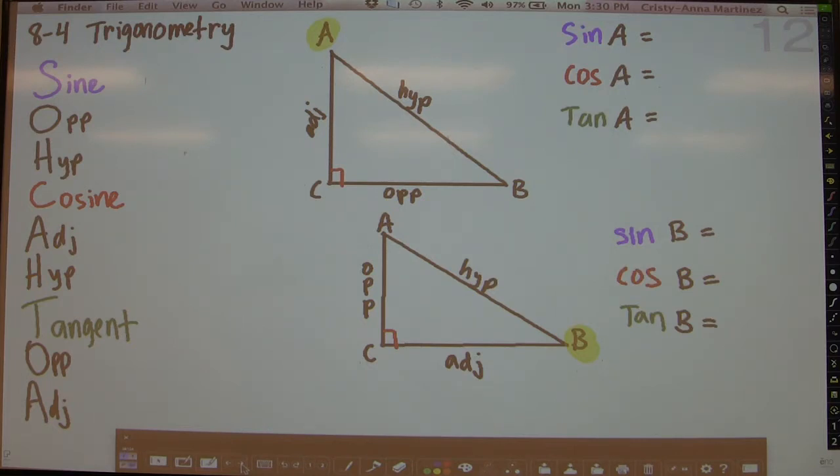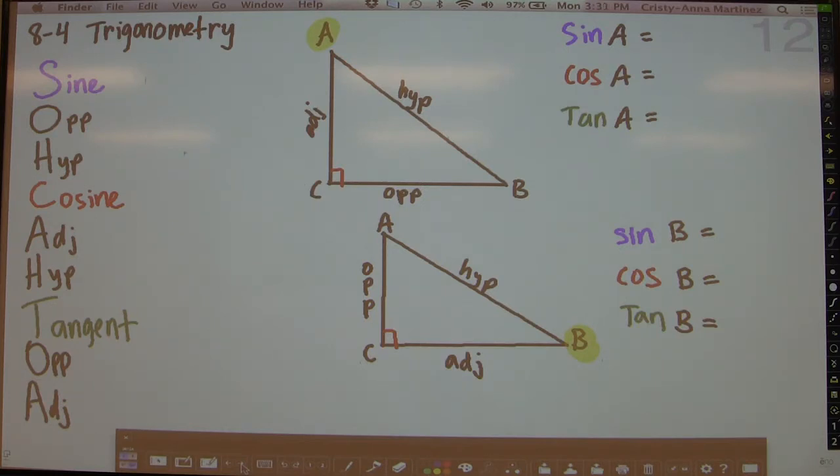And so today we're going to be talking about trigonometric ratios. A trigonometric ratio is the ratio of the lengths of two sides of a right triangle. All right, and we're going to talk about that. And what you see on the board there, we're going to explain a little bit further.